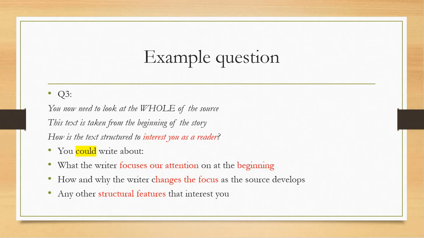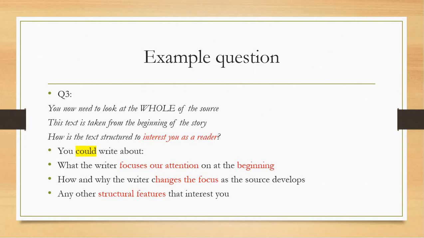So, question 3, English Language Paper 1. You now need to look at the whole of the source. This text is taken from the beginning of a story. How is the text structured to interest you as a reader? You could write about what the writer focuses our attention on at the beginning, how and why the writer changes the focus as the source develops, any other structural features that interest you.